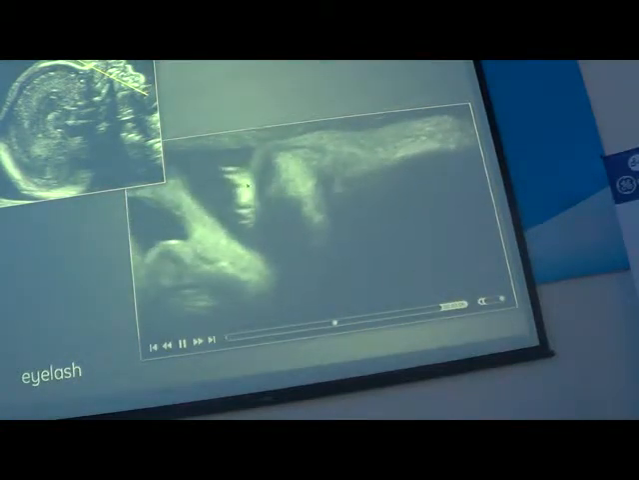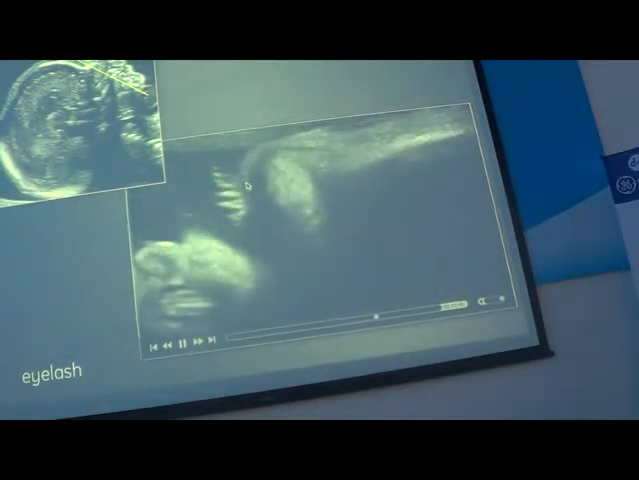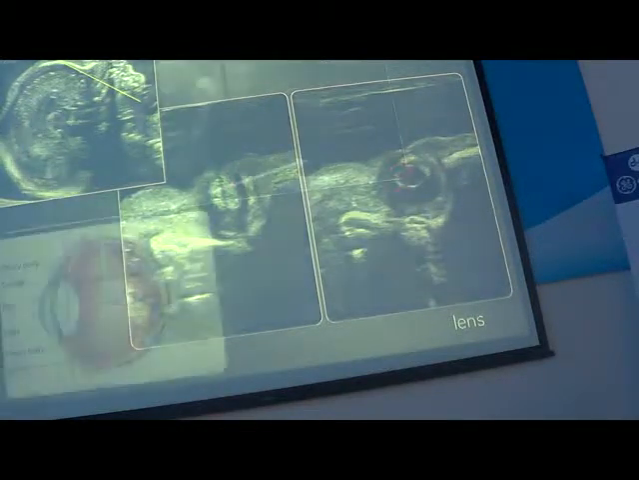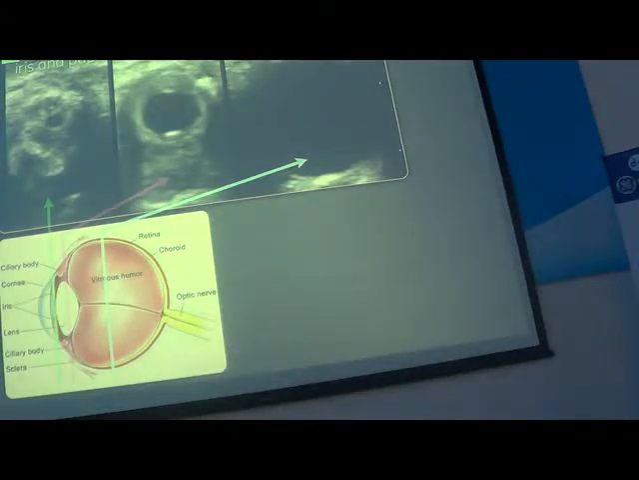Eyelash. Here are the eyelashes. And with two different sections, one is superficial with the eyelid, and one is deeper with the lens. These are two different sections. In the superficial section we see the eyelid margins, while in the deeper section we see the lens.